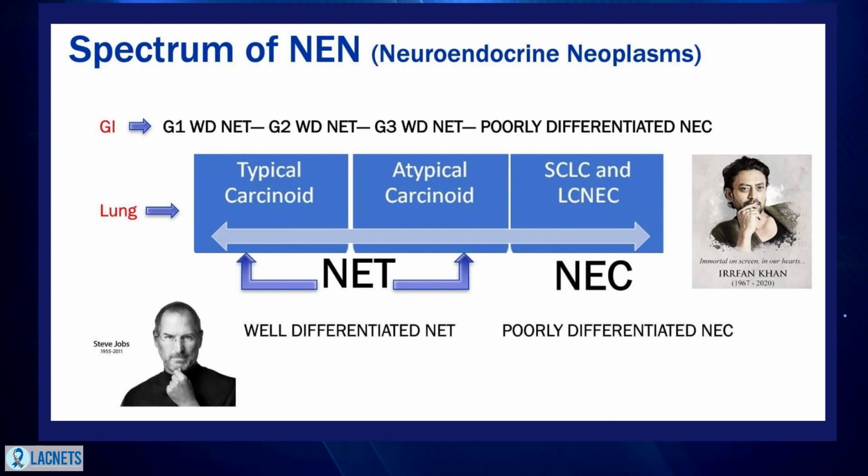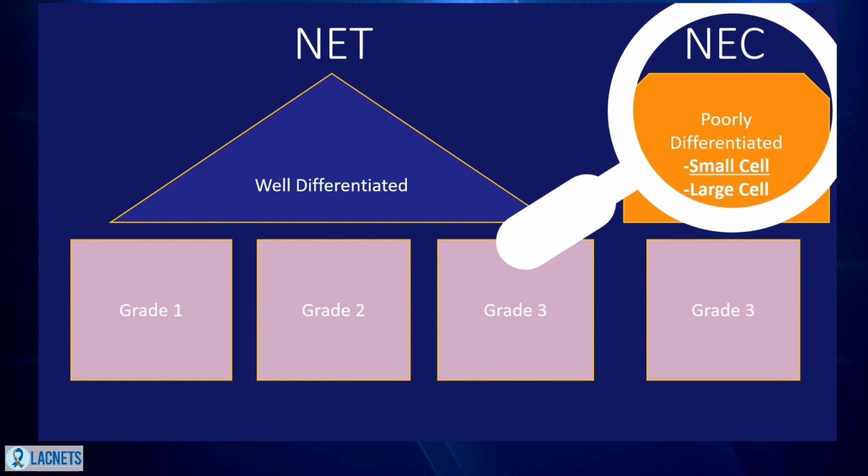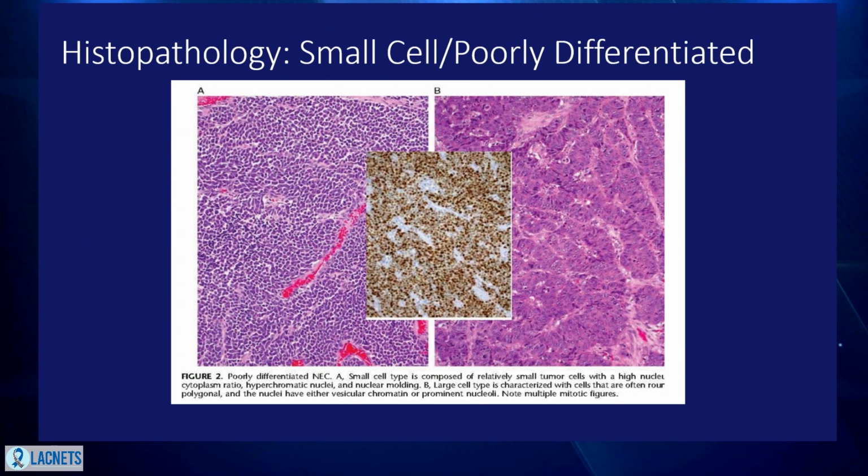In this segment, we will focus on NECs, large cell neuroendocrine carcinoma and small cell neuroendocrine carcinoma, which are by definition high grade or grade 3, and also unfortunately very aggressive diseases.